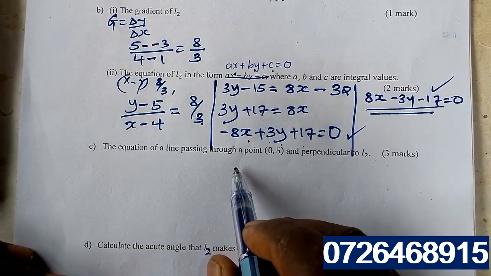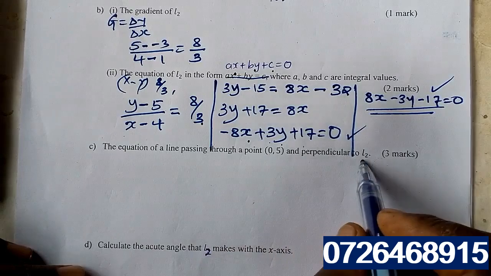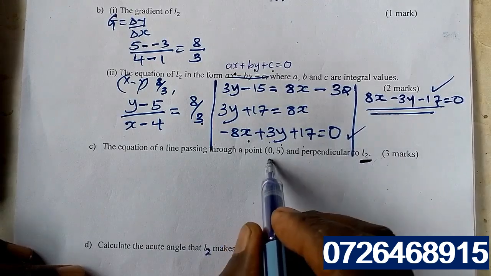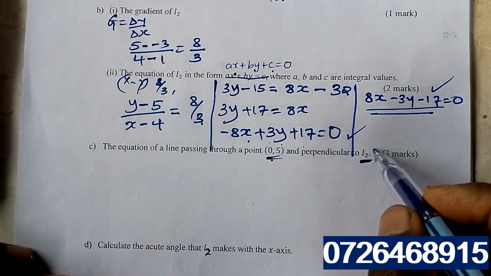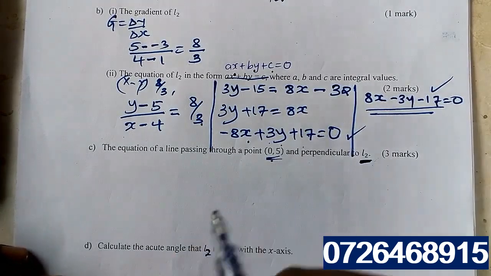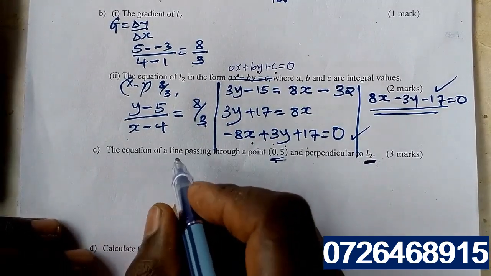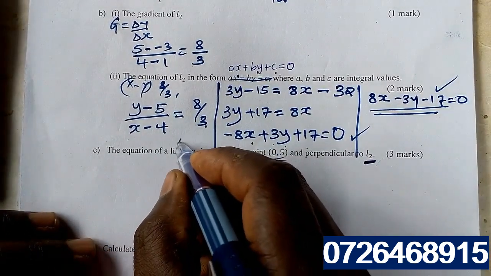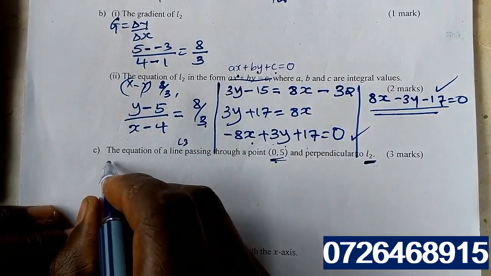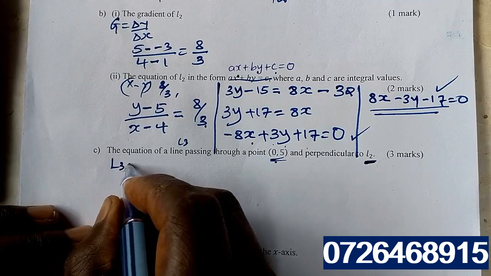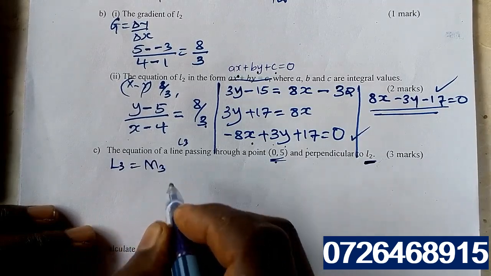The equation of a line passing through this point and is perpendicular to line 2. There is another line that is perpendicular to line 2 and it passes through this point. So if it is perpendicular to line 2, we know the relationship between perpendicular lines. So let us get the gradient of that line. Let me then call it line 3.